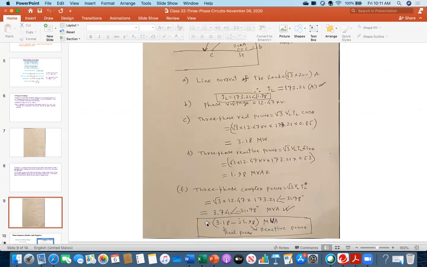So you are done until this. You don't need to do this, or you can. I am doing this and have shown it in a box just to verify, just to prove that I did part C correctly, and in part D I am getting the same thing. Because you know that complex power consists of real power and reactive power.